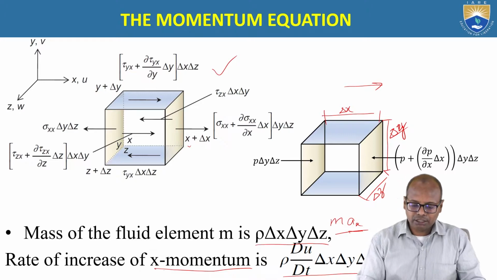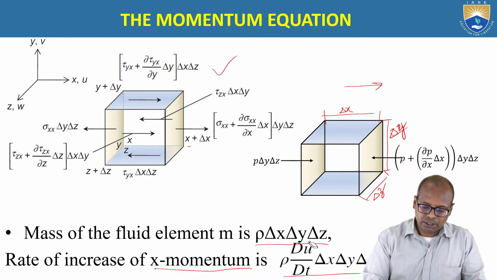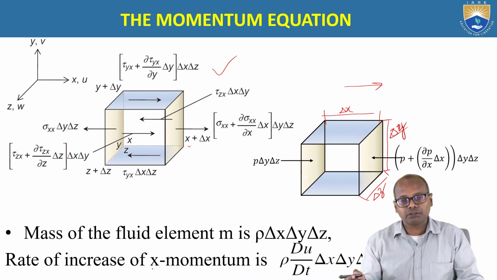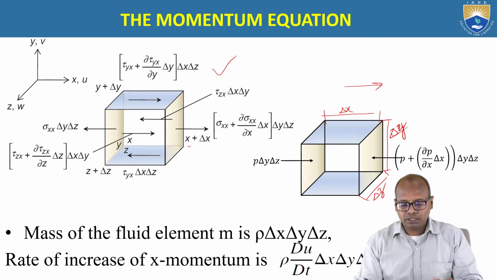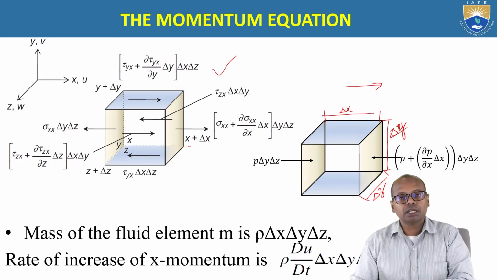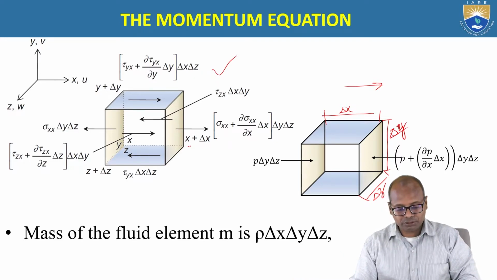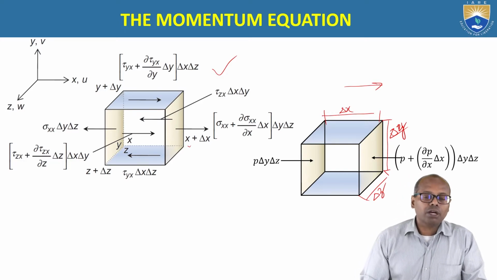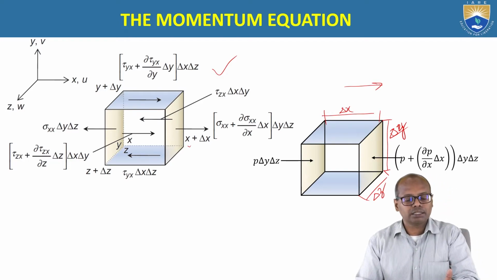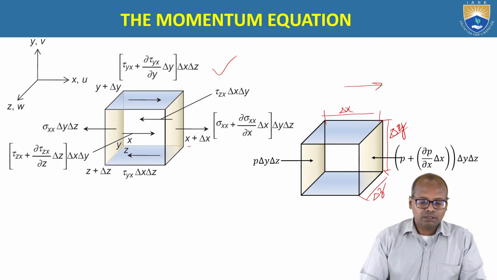So this is the first term, the left hand side of the equation. The right hand side of the equation, sigma Fx is equal to ma. So the right hand side of the equation is the rate of change of x momentum, that is given by mass into acceleration. So that we have seen. Now we will see what are the forces that are acting in x direction.